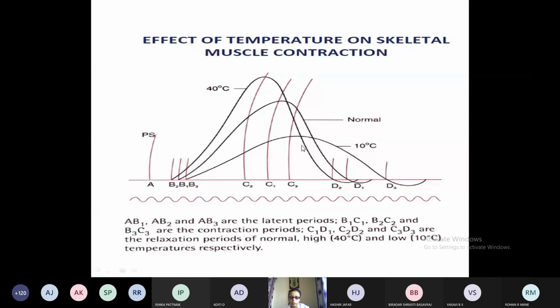And this cold Ringer solution decreases the temperature of the muscle. Hence, it will increase the viscosity and retard the metabolic processes. So it will hamper some metabolic processes and it will increase the viscosity. That's why the muscle takes the maximum time to contract and relax.